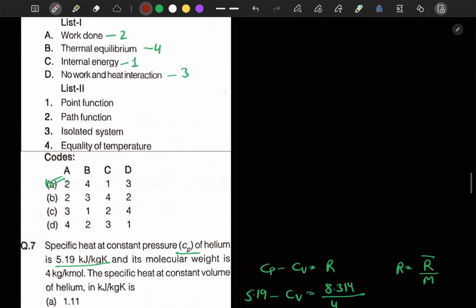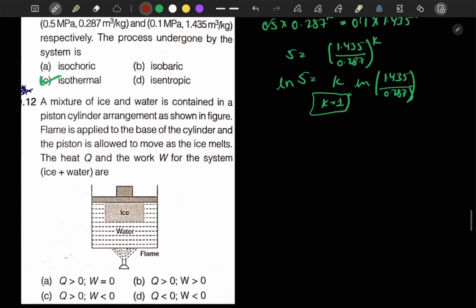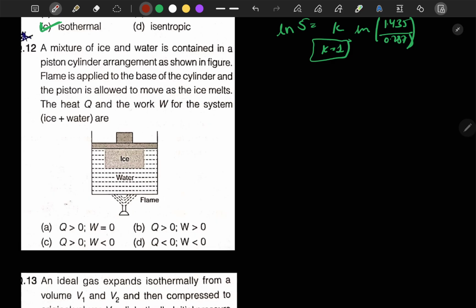We will come back to the same question, this one. So we can see in this question that since heat is supplied to the system, by sign convention, heat supplied is termed as positive, so Q should be greater than 0.